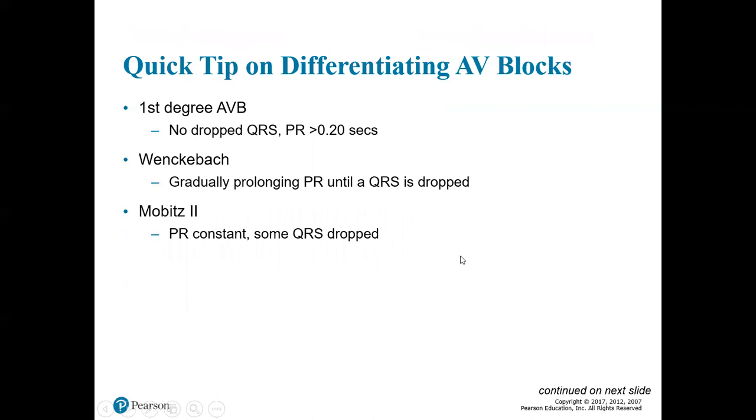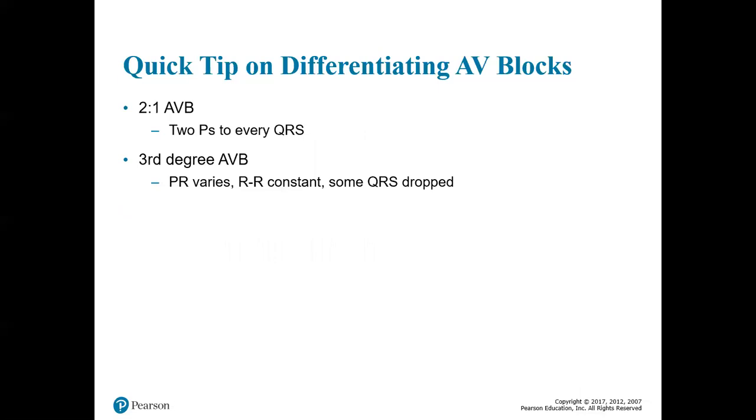Quick tip for differentiating AV blocks. First degree, there's no dropped QRS. The Winkie block, you gradually have a prolonged PR interval until you lose one of your QRS complexes. With the Mobitz 2, the PR is constant and some of the QRSs are dropped. 2-to-1 AV block, you have 2 Ps to every QRS. And with your third degree, your PR interval varies, your R to R is constant, but there are some QRSs that are dropped. And remember, you have no association between your P waves and your QRS.